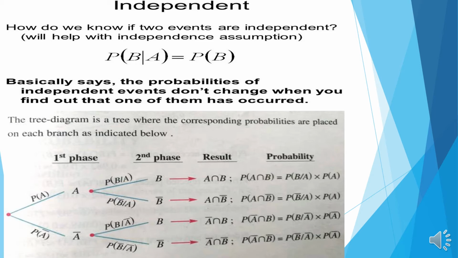Now, what are the red arrows? We have 4 red arrows. The result A intersection B, all the two branches of A. The first arrow gives us the probability of the intersection of A and B, which is the probability of A times the probability of B given A, and so on.